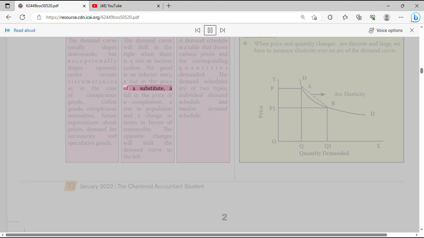The demand curve will shift to the right when there is a rise in income, unless the good is an inferior one, a rise in the price of a substitute, a fall in the price of a complement, a rise in population and a change in tastes in favor of the commodity. The opposite changes will shift the demand curve to the left.